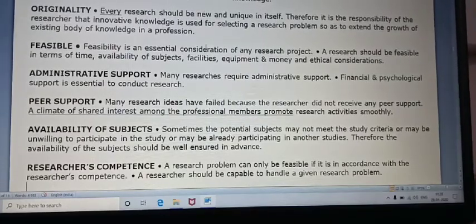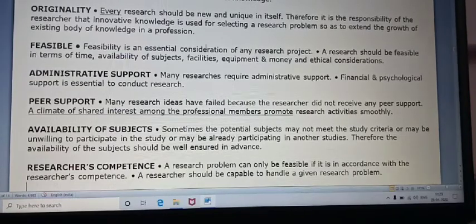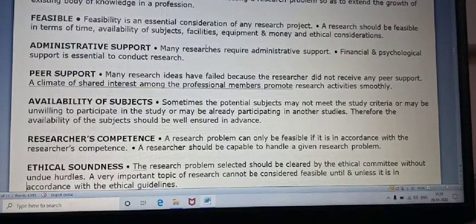So what is feasible within your own institution, based on availability of time, availability of patients, facilities, equipment, money, all these things, it should be available for you to do research. So your topic should be something which is relevant to all these factors. Then the next thing is the administrative support.